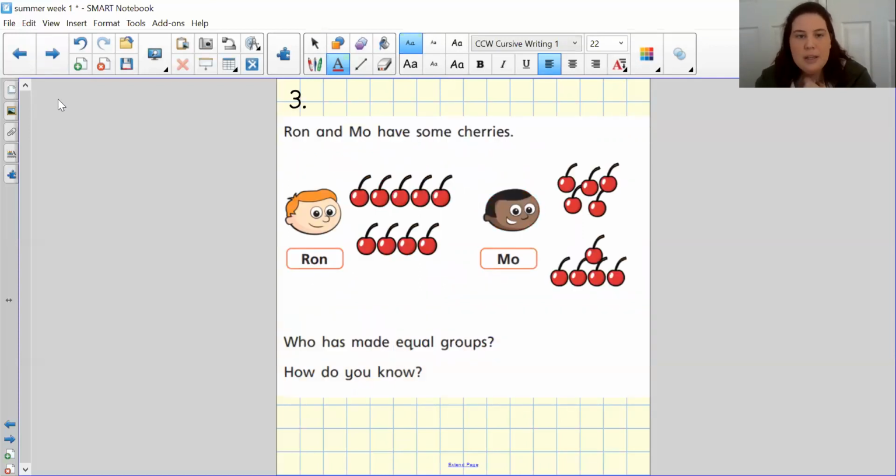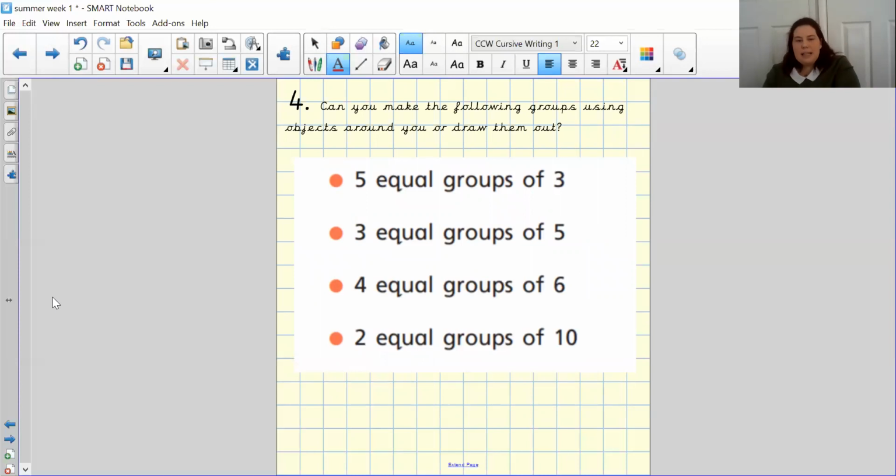Question number 3. So Ron and Mo have some cherries. Who has made equal groups and how do we know that? So please discuss with your mummies or daddies about this problem and then try and show me how you know the answer. I'm going to move on to the next question. And then finally, like we did just now, use the objects that you collected at the beginning to represent these different equal groups for me, please. So you will do 5 equal groups of 3, 3 equal groups of 5, 4 equal groups of 6, and 2 equal groups of 10.